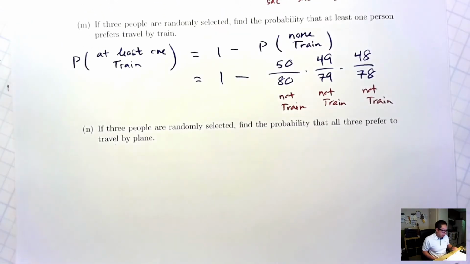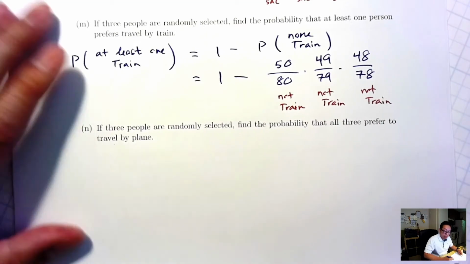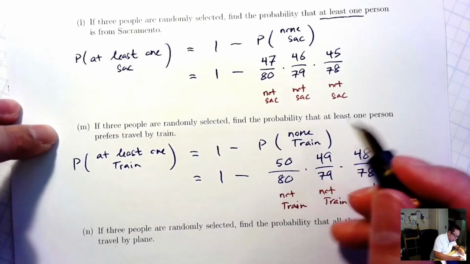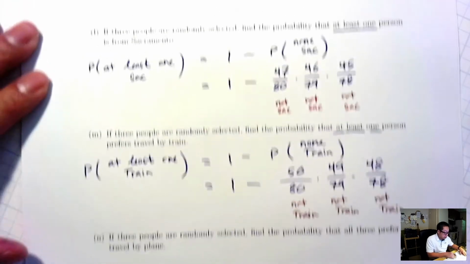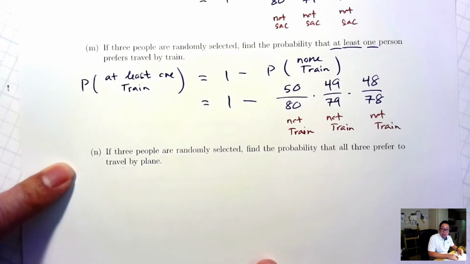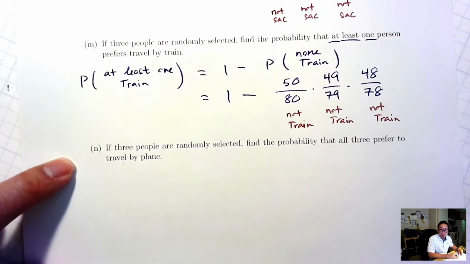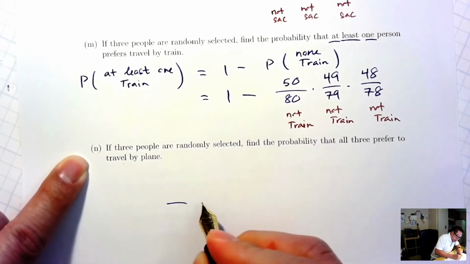Part N. If 3 people are randomly selected, find a probability that all 3 prefer travel by train or by plane. Okay. Notice that this one is not at least one, right? Part L and part M were both at least one problems. Okay, if it's an at least one problem, you're going to set it up as 1 minus probability of none. Part N is not an at least one problem. Part N is just a regular 3 people problem. So this one is not going to be 1 minus none. This one you just do it the same way we did on the previous page.